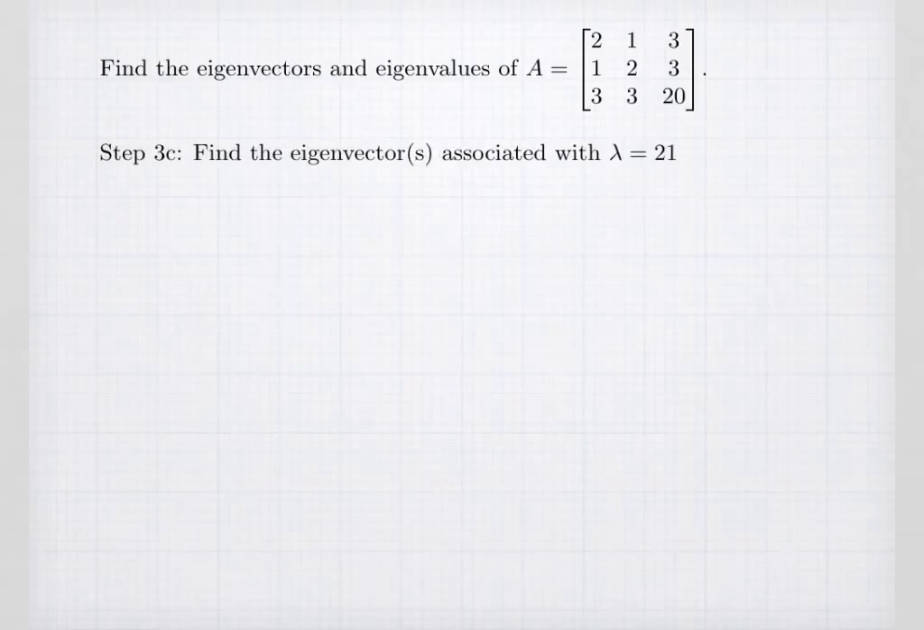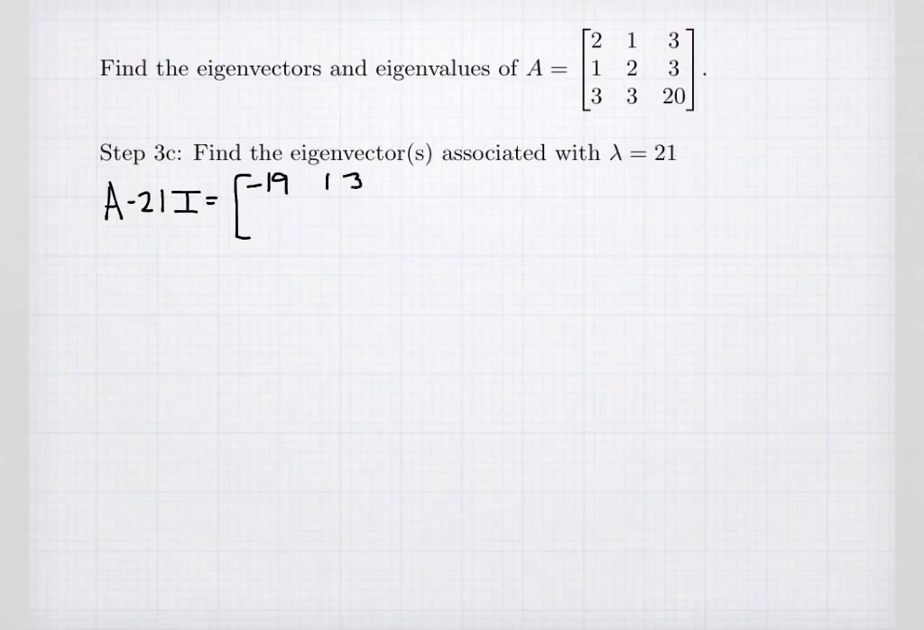Now we find the eigenvectors for eigenvalue lambda equals 21. We do basically the same thing. A minus 21 identity. So I'm just going to subtract that 21 off the diagonal terms. So I get negative 19, 1, 3, 1, negative 19, 3, and then 0, 3, 3, negative 1.